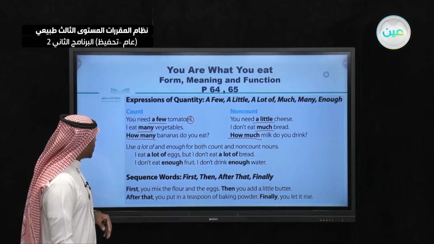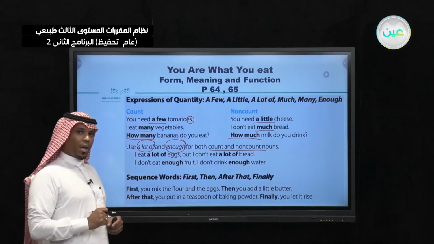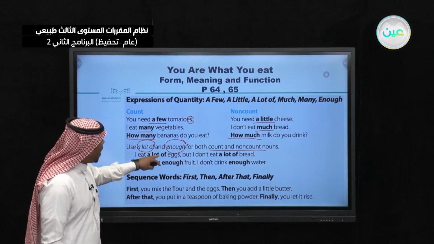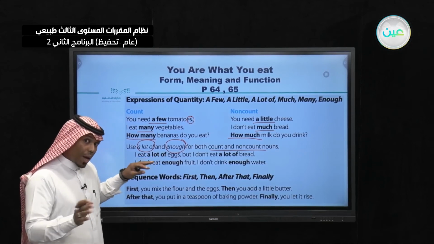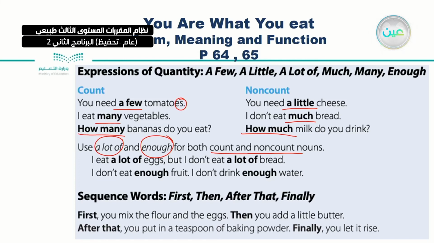But you should notice this. Use a lot of and enough for both countable and non-countable. Okay. We could use a lot of and enough in both countable and non-countable. How? I ate a lot of eggs. Okay, a lot of eggs. This is countable. But I don't eat a lot of bread. This is non-countable. Bread. Non-countable noun.